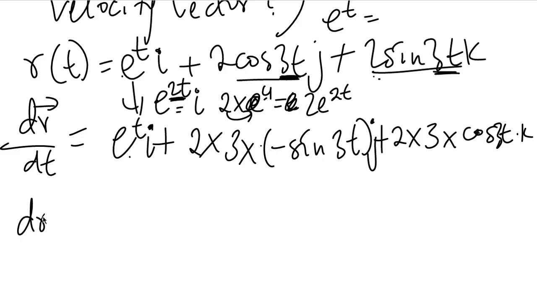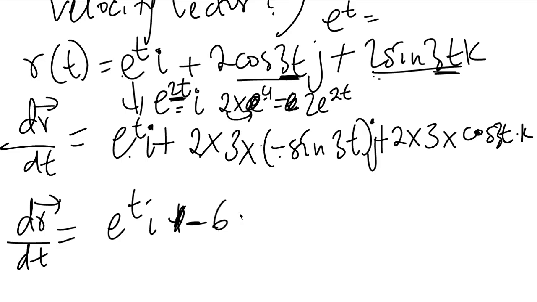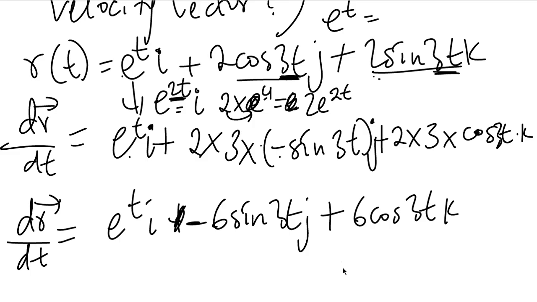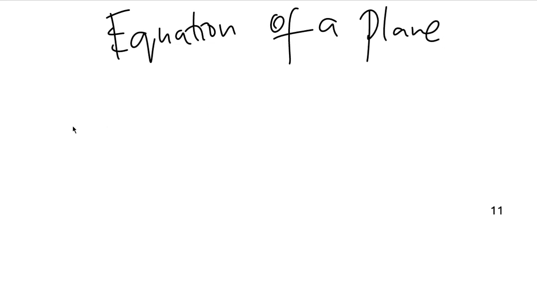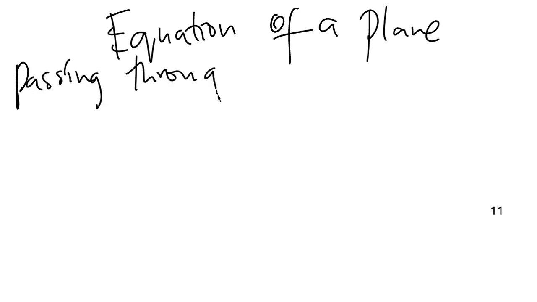So finally, the velocity vector, which is dr/dt, is going to be e to the t i plus, there's a negative here, so that's negative 6 sine 3t j, and then plus 6 cos 3t k. And this is the velocity vector. You get it? That is the velocity vector. Then lastly, we are going to look at the equation of a plane passing through 3 points. I've seen some questions on this.